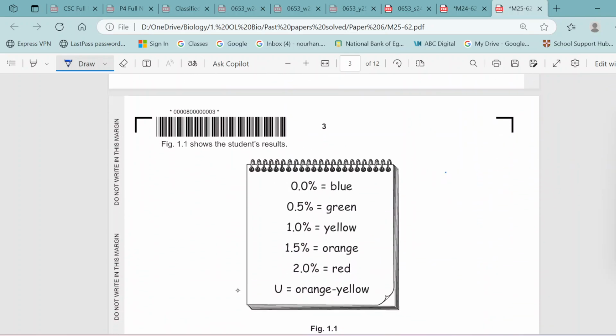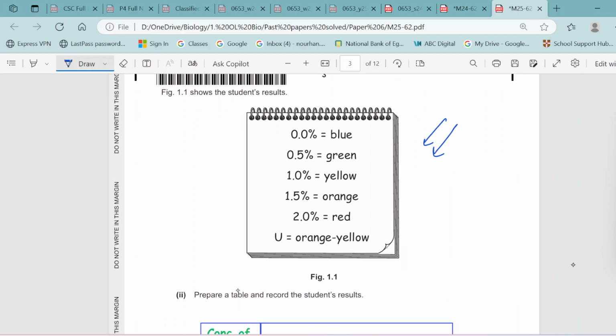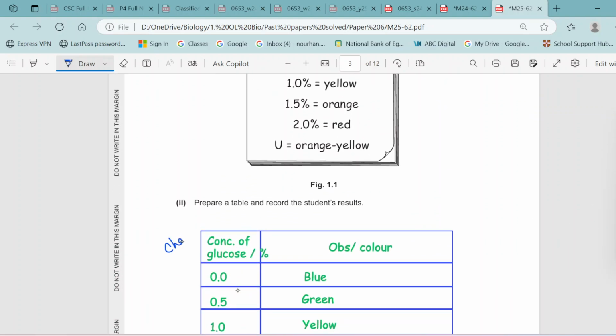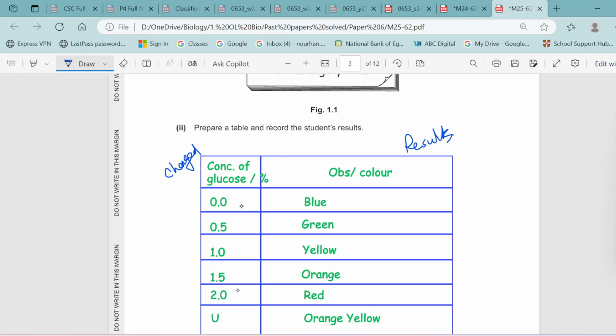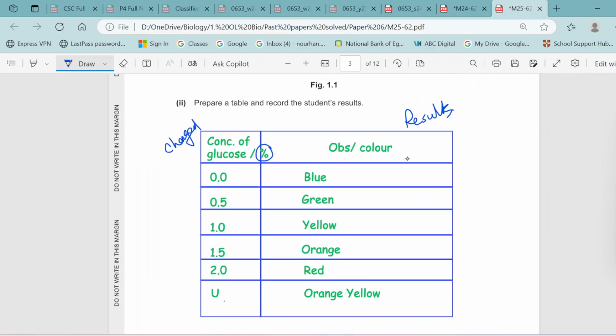Okay, these are the results. Prepare a table. Changed variable is on the x-axis, results on the y-axis. This is my changed variable. This is my results. I changed the concentration of glucose. Please, the units are in the headlines only, no units in the table. And this is the unknown. Observation slash color.